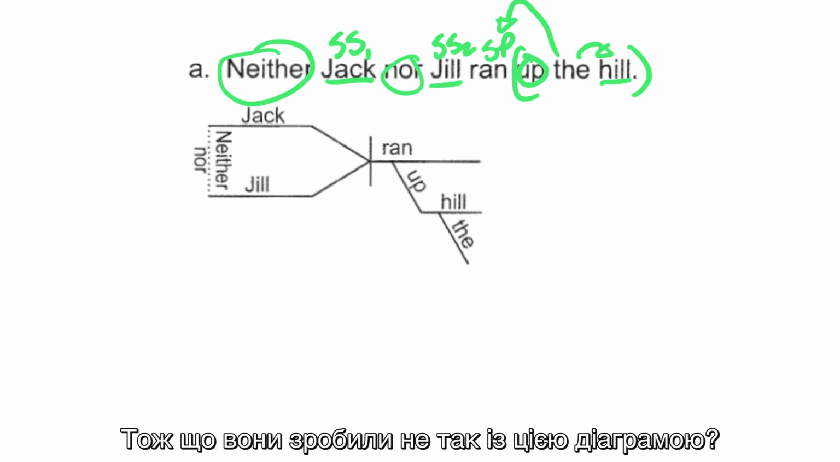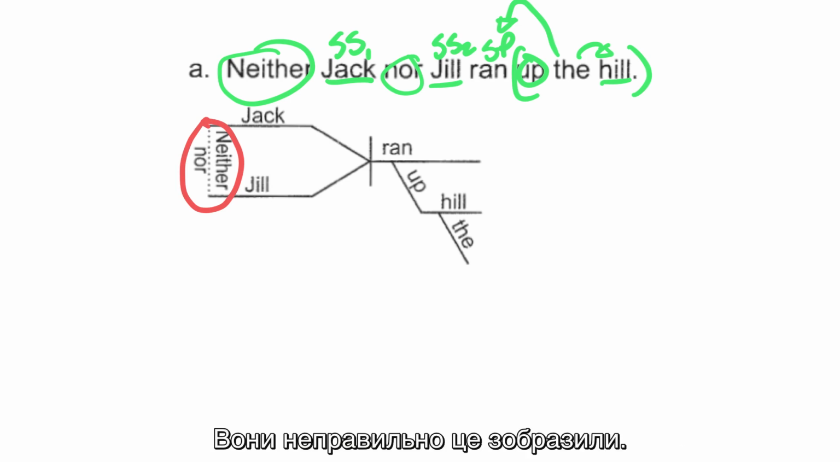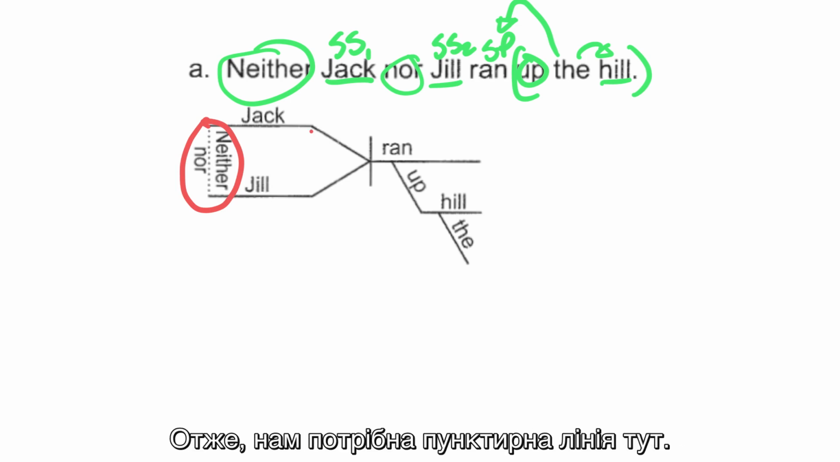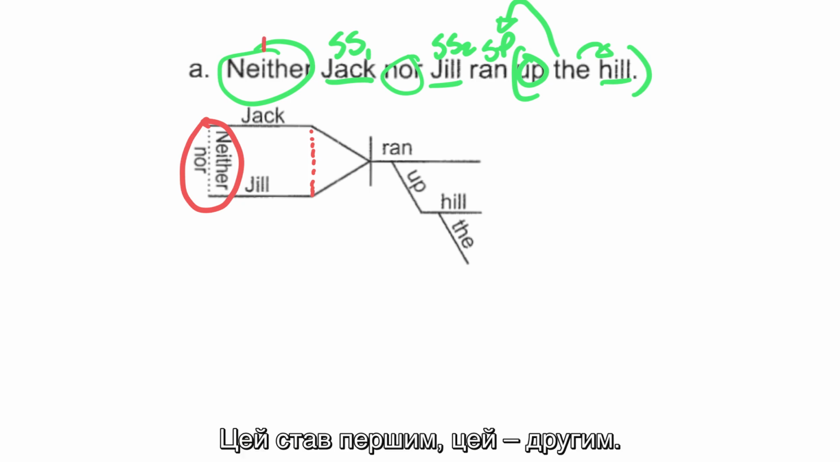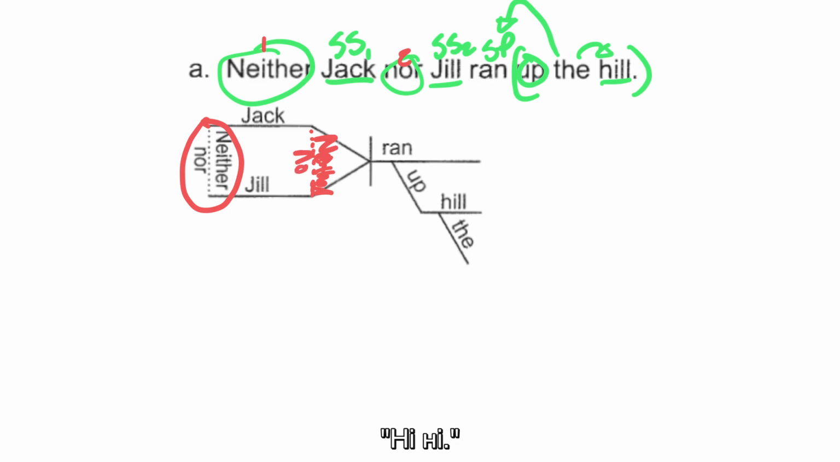So what did they do wrong with this diagram? Everything is correct except this right here is incorrect. They diagrammed those incorrectly. So we need to have a dotted line in here. This one came first, this one came second. So we need to make sure to write neither, and this is going to be really small print, sorry about that, neither nor. So that is how those work. This is wrong right here.